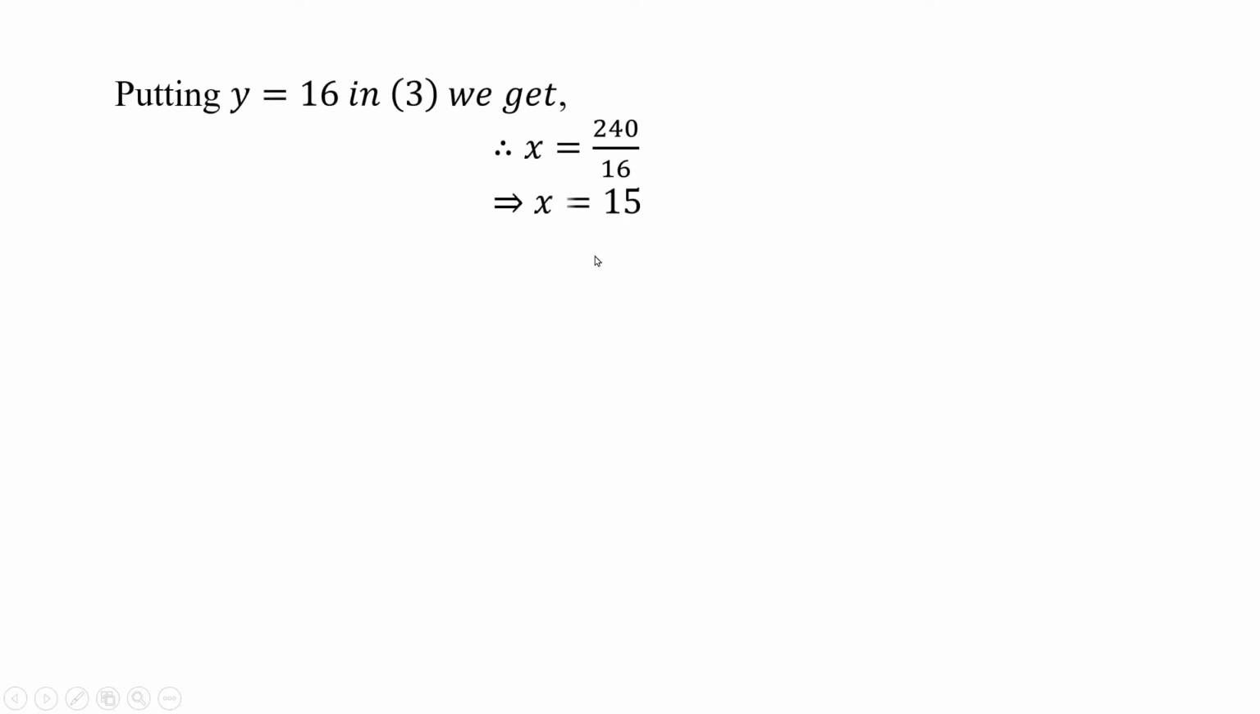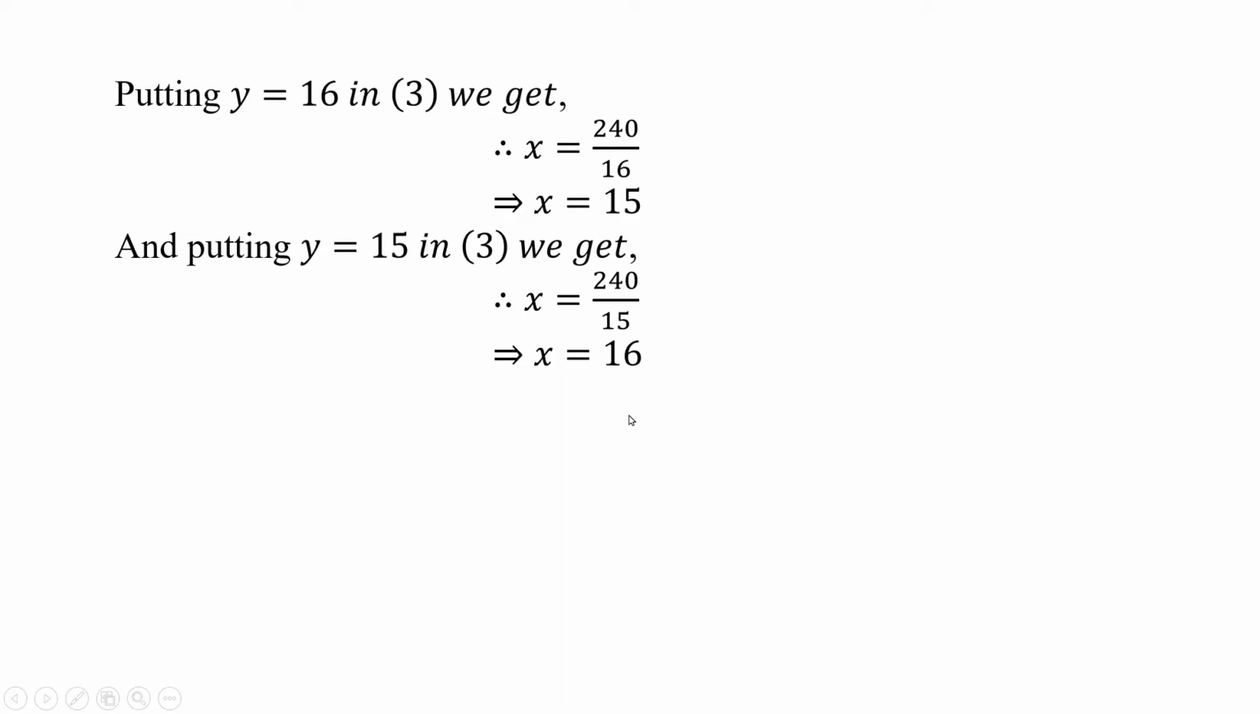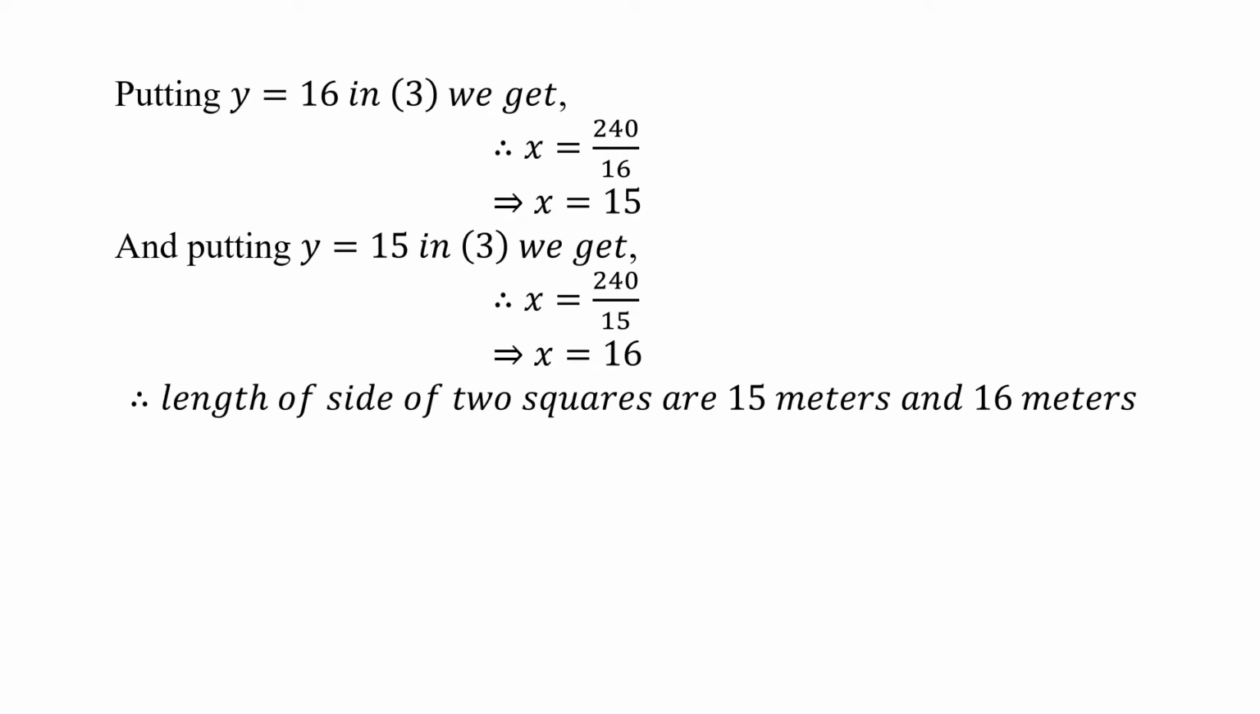Now putting y is equal to 16 in 3, we get x is equal to 15, and putting y is equal to 15 in 3, we get x is equal to 16. That means if the length of a square is 16 meters, then the length of another square is 15 meters. Therefore, the lengths of the sides of the two squares are 15 meters and 16 meters. Clear? I hope it is.